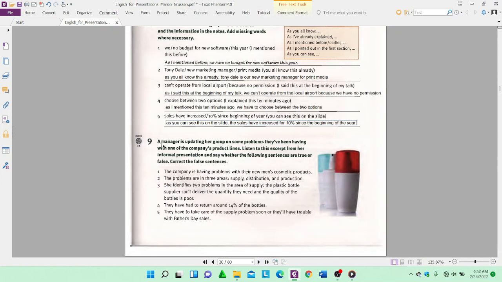Exercise 9. A manager is updating her group on some problems they've been having with one of the company's product lines. Listen to this excerpt from her informal presentation and say whether the following sentences are true or false. Correct the false sentence. Jadi kita diminta untuk mendengar, ini ada rekamannya, ya. Ini dipastikan benar atau salah. Silakan, rekamannya sudah ada. You can do this by yourself individually, right?